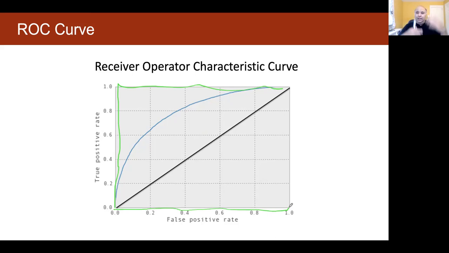A random model is going to be 0.5, right? This line, this black line. So area under the curve, ROC, is really a good way to quickly tell: is your model doing anything better than random? If it's 0.5, then it's random. If it's below 0.5, it's worse than random. If it's above 0.5, it's better than random. So it's a quick sanity check.